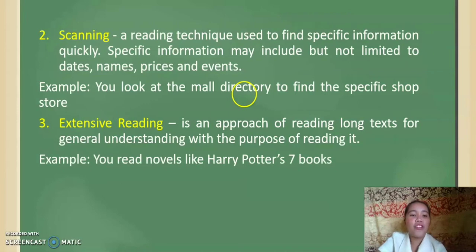An example for that is that you read novels like Harry Potter's 7 books. Okay, that's a lot. 7 books, and that's very much extensive reading. Okay, when you read also stories, when your teacher told you to read stories, that's the time that it is called extensive reading because you're trying to read the long text of the story and getting the general understanding. Whereas in skimming earlier, it was only the title to get the idea of the story. Okay, don't be confused with that.